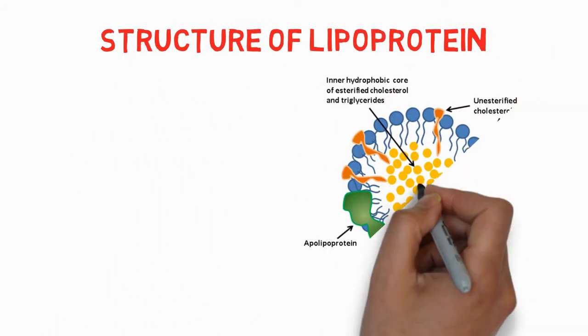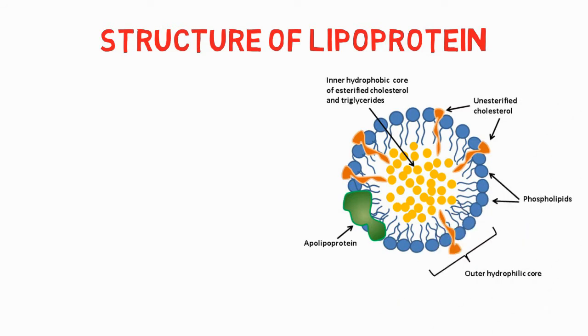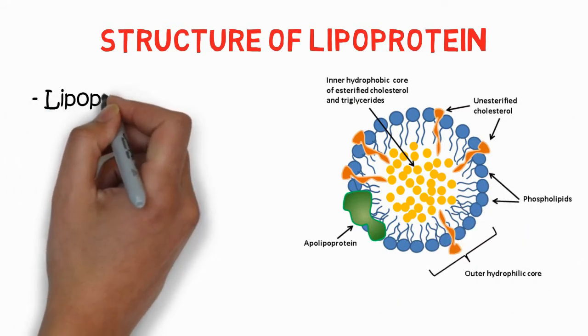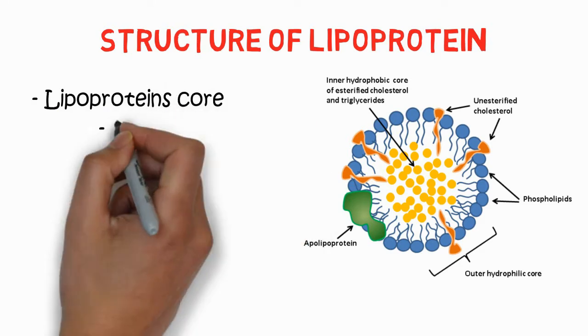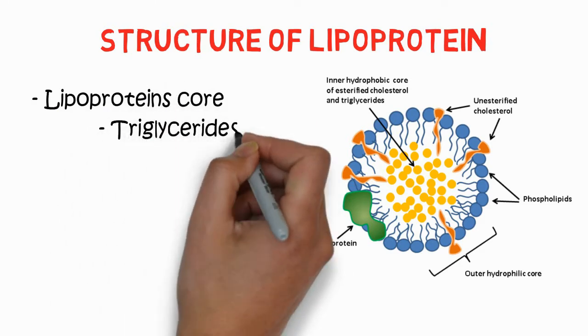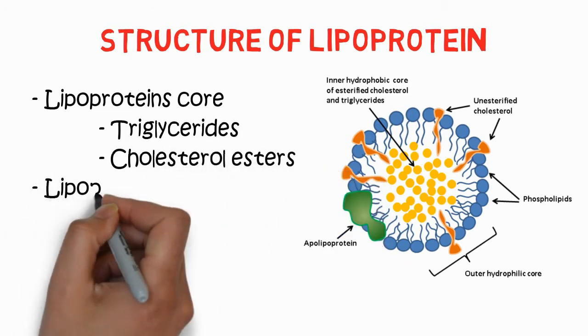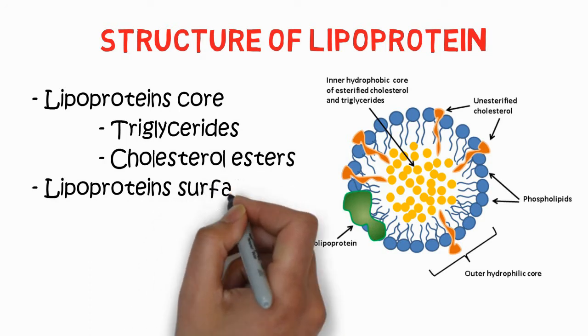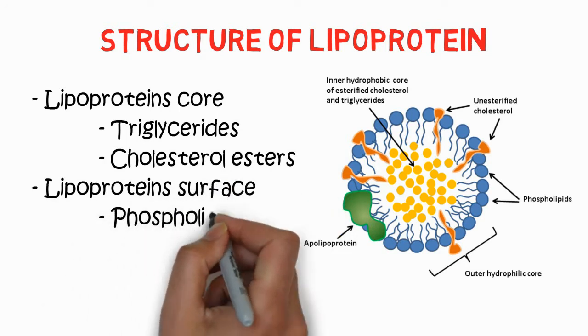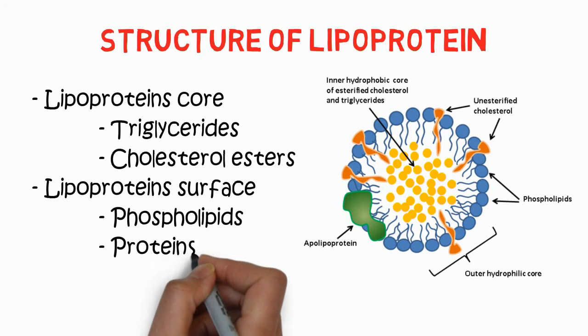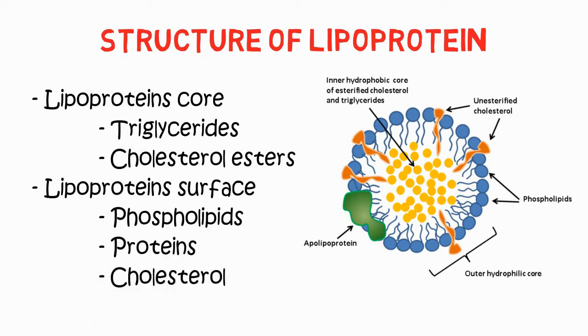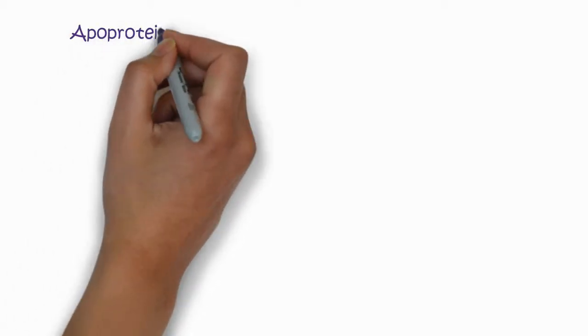Structure of lipoprotein. A lipoprotein is made of two main components. One is known as the lipoprotein core, which is made of triglycerides and cholesterol or cholesterol ester. The second part is the lipoprotein surface, which is made of phospholipids, proteins, and cholesterols. The yellow color is the inner hydrophobic core of the esterified cholesterol.